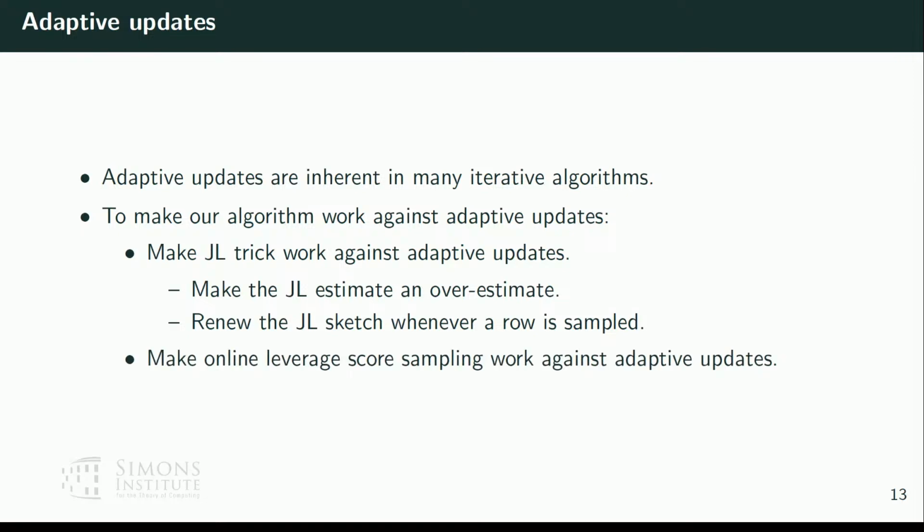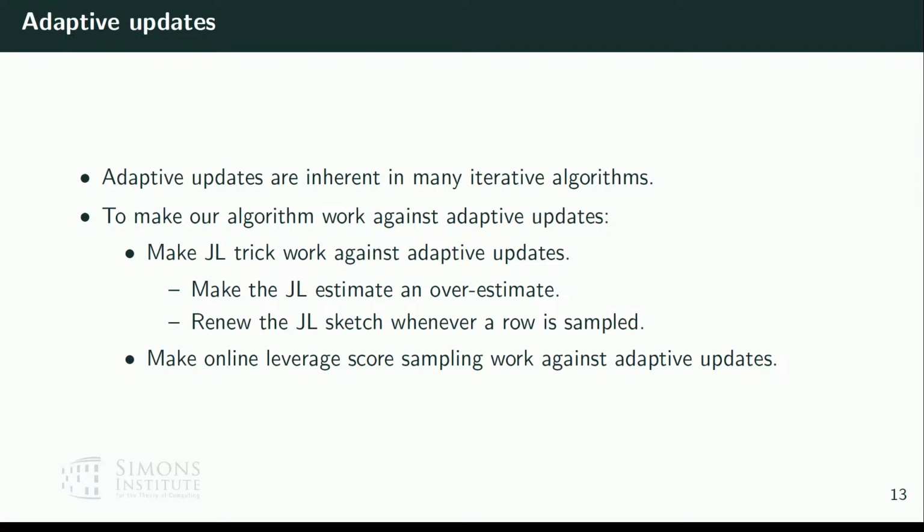The hard part is how to make the sampling itself work against adaptive updates. Because when you are sampling, the adversary can see whether you sampled a row or not in the previous iteration, and that could change their decision of what the new row is that they want to put, and that can make it hard. Okay, does that answer your question?